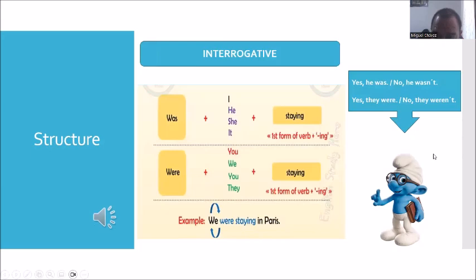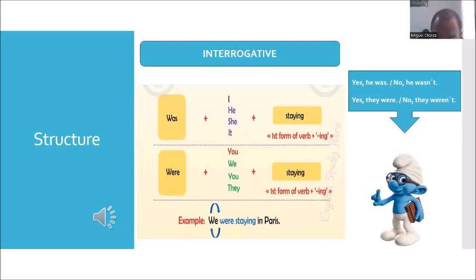To form an interrogative sentence in past continuous tense, we use the past tense of the verb to be, was or were, followed by the subject, and then the present participle of the main verb. It means verb plus ing. To answer this kind of question, we use yes or no, followed by the pronoun and then the past tense of the verb to be in affirmative, was or were, or negative, wasn't, weren't.